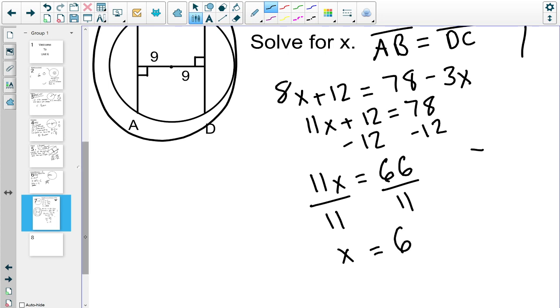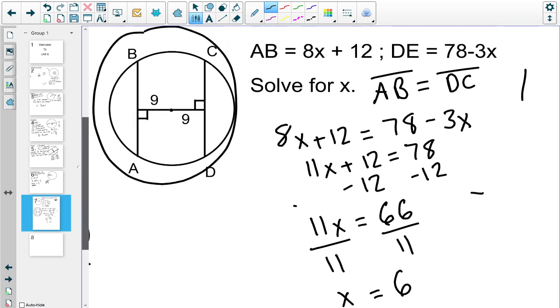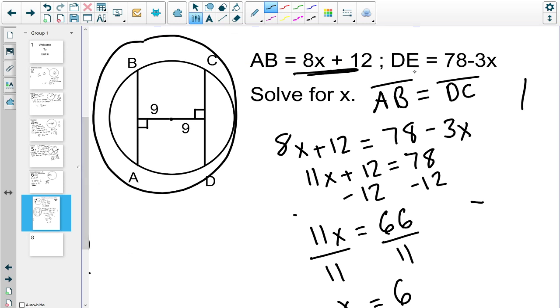And then if you wanted to go further, you could plug that 6 into either of these functions up here and get the distance for those lines. This is very important. This sort of stuff is something you'll see a lot.